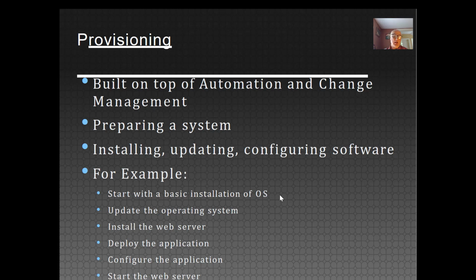Provisioning, we want to prepare a system, we want to install, update, configure software. So as an example, we want to start with a basic, kind of a golden image, a known installation of our operating system. We want to update the operating system, run a yum update on it. Then we want to install a web server, we want to deploy an application, configure the application, and then start the web server. That's a pretty standard set of tasks that you would want to do around any web server that was running an application for you.